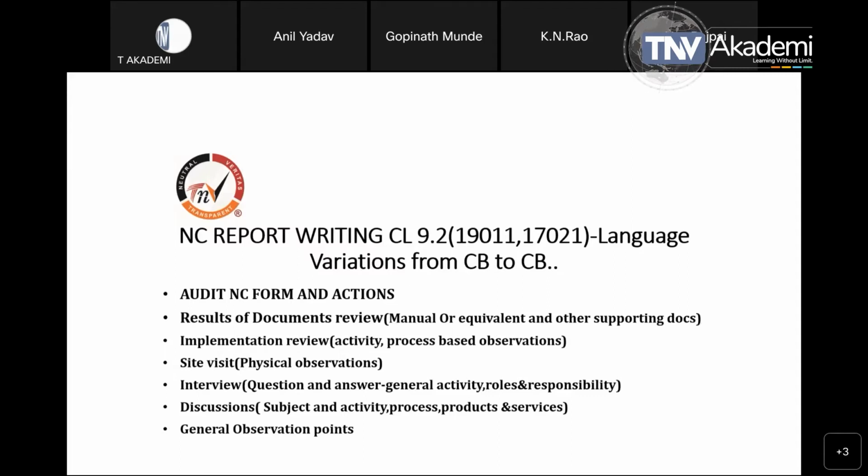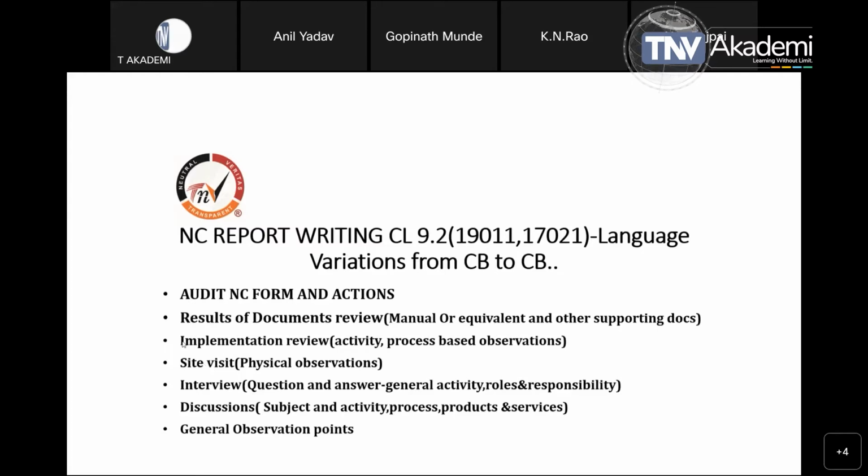So one of the sources comes from manuals or equivalent documentation and other supporting documentation, which we have discussed in the last many webinars: the procedure, the work instruction, the SOP, the forms, registers, and the various software. They are all a kind of document review situation. So an NC format can be filled when you get a point raised from this kind of review activity. Then what happens?